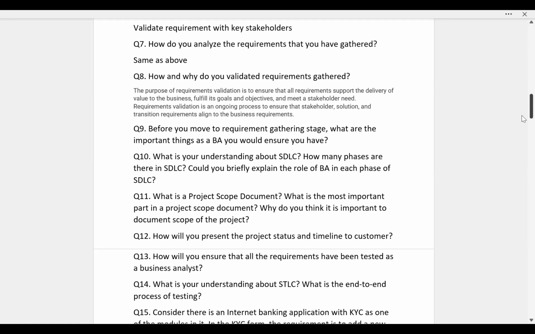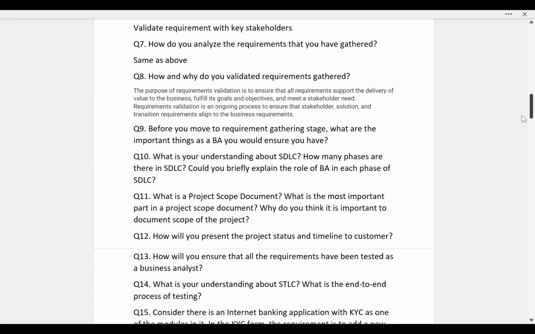Now, could you briefly explain the role of BA in each phase of the SDLC? When you are a BA, you should have the understanding of what the role of BA is in each phase of SDLC. In the planning stage, the project gets initiated. Business analyst together with the project manager initiates the project and does the estimation: how many resources will be required, how much timeline it will take to complete the project. Then you connect with the customer to understand the scope of the project.